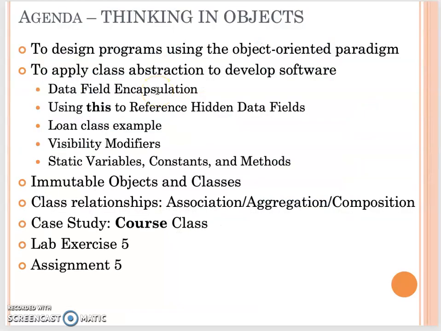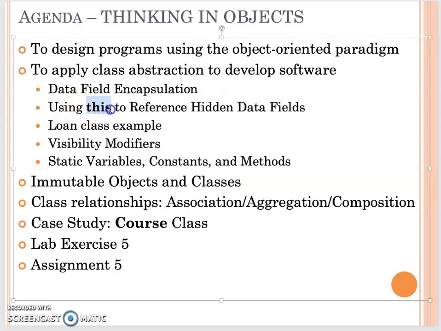We will design all the programs using the object-oriented concept from now on. I will talk more about the object-oriented concept. For example, we will apply class abstraction to develop the program. You already know the this keyword, but then we will talk about what encapsulation is. Then we will talk more about the object, or we say the class relationship. After you understand this, in the next 2 weeks, we will talk about the most important concepts in object-oriented programming: inheritance and polymorphism.